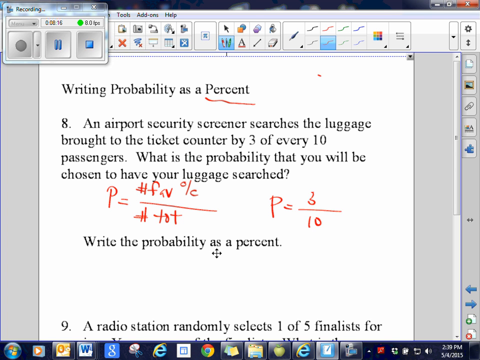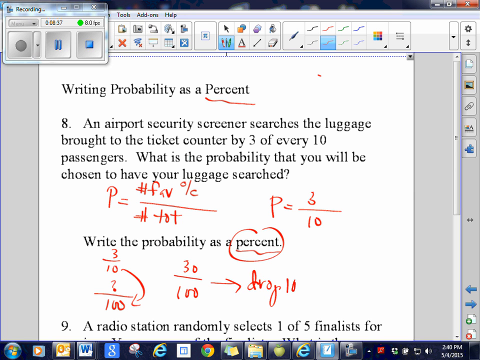But if they ask you to write this as a percent, I need a denominator of 100. How can I get from 10 to 100? Multiply times 10. So if I multiply the 3 times 10, I get 30 over 100. To write it as a percent, drop the 100, add the percent sign. So 30% is the answer to the question.